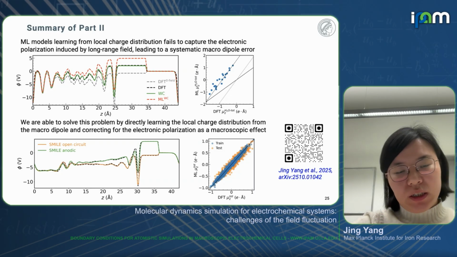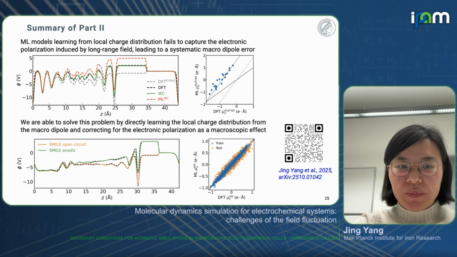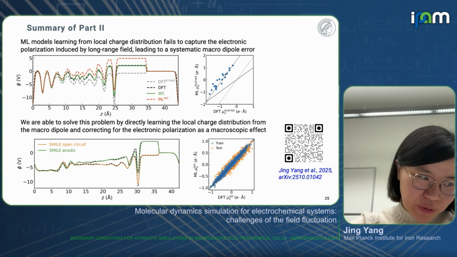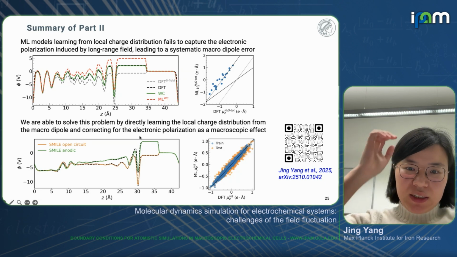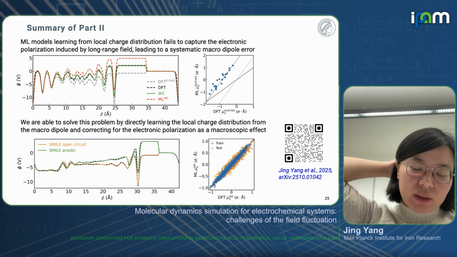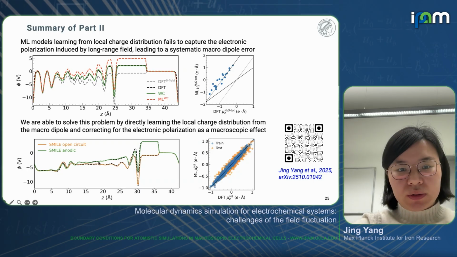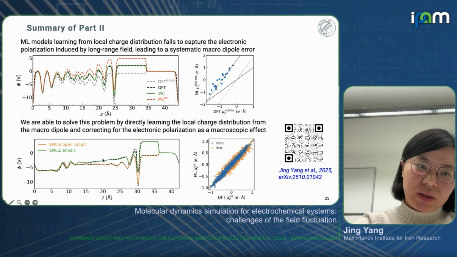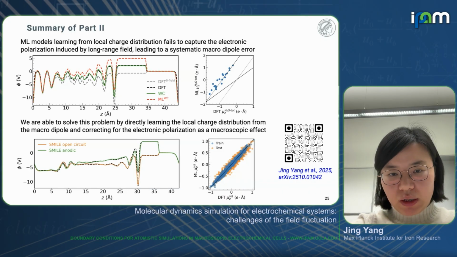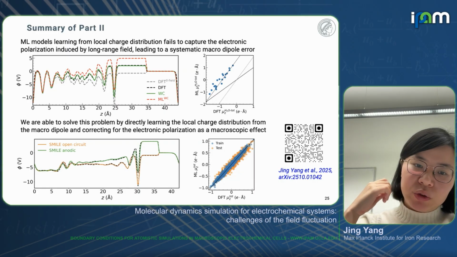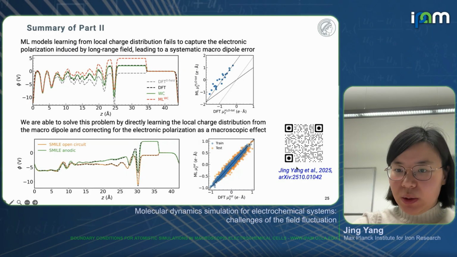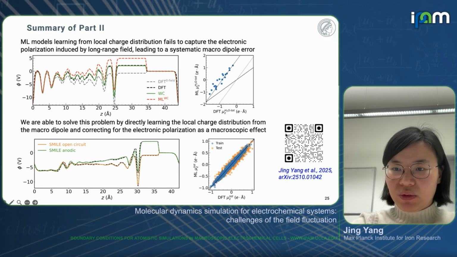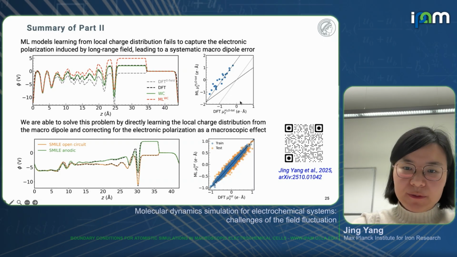In this way, we simplify what is done in the deep potential, which requires you to already have this local charge distribution, and then we correct for the electronic polarization as a macroscopic effect. And this model actually predicts this long-range electrostatic potential with great accuracy. And we are hoping that this is a step towards where we want to run voltage-controlled molecular dynamics using machine learning potential. So again, this is now available online as a preprint. And if you are interested, you can scan this QR code.